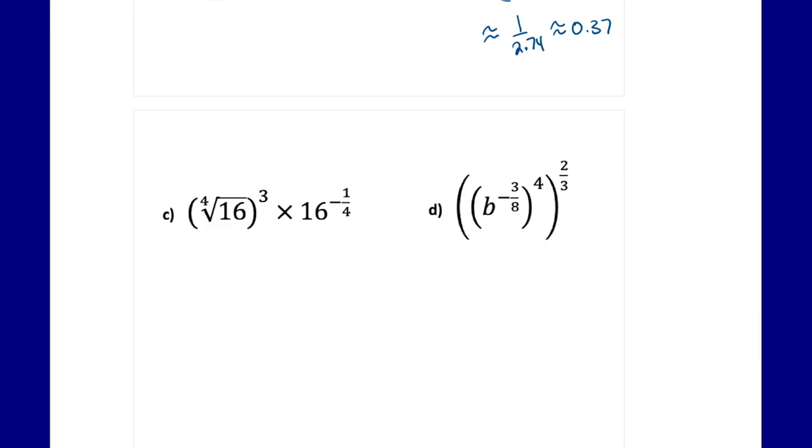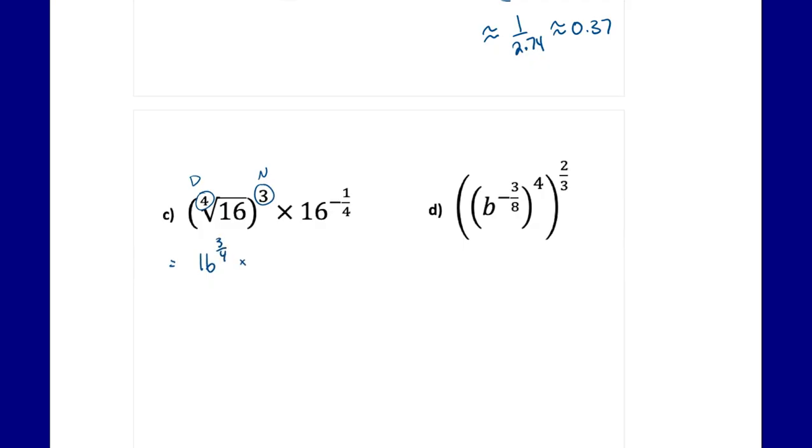For the next one, I have a mixture of radicals and rational exponents. So because I'm dealing with power laws, I want to make sure that everything is written in a similar form. And our power laws work when we have exponents. So I need to convert this radical to a power with a rational exponent. So our rule said that this value becomes the denominator, this value becomes the numerator. So this is the same thing as saying 16 to the power of 3 over 4.